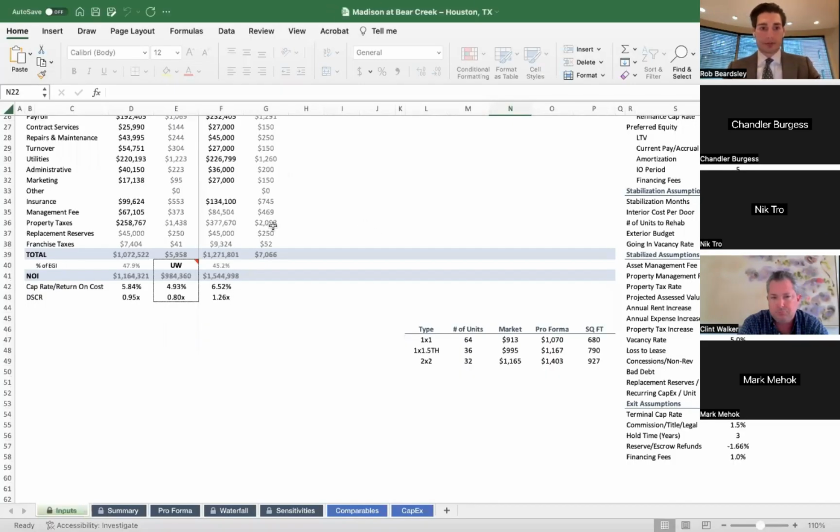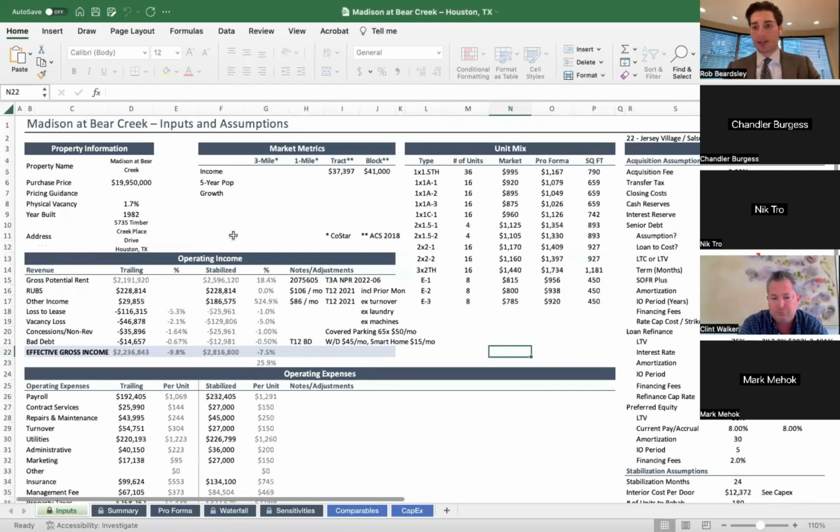Okay, cool. So this is Madison at Bear Creek. This is a deal that we recently closed a couple weeks ago now. Just your typical value-add multifamily investment. We underwrote this on a 3-year hold. We've got a 7-year bank loan at just under 70% leverage.